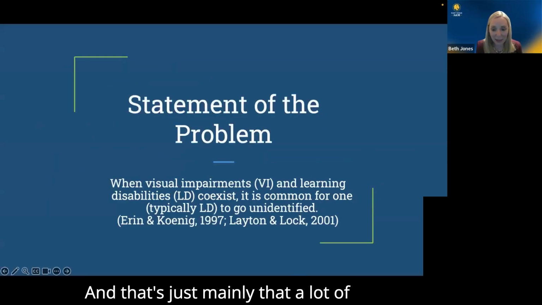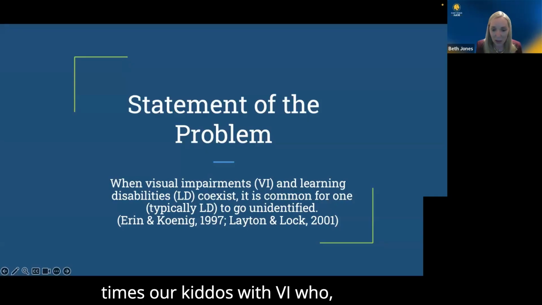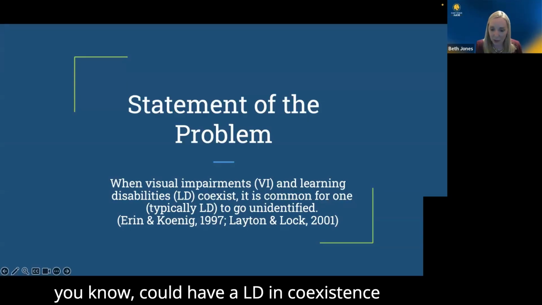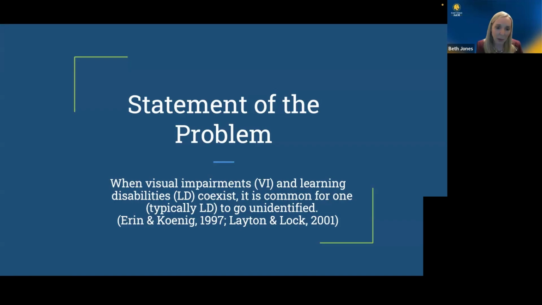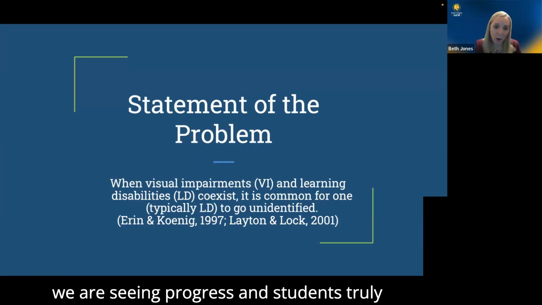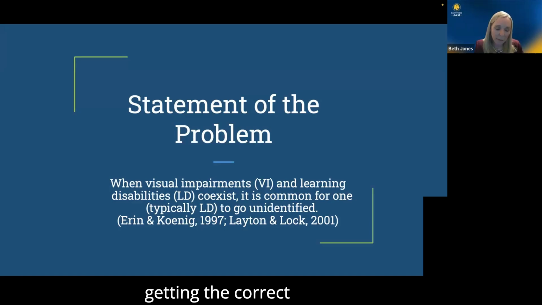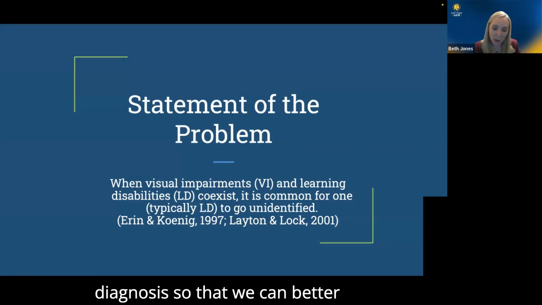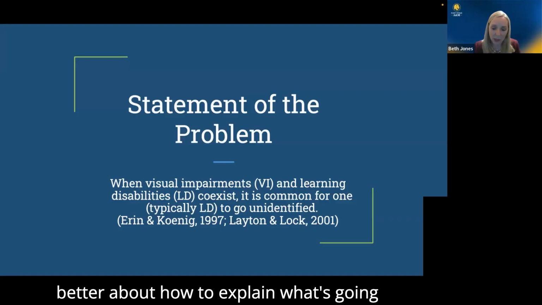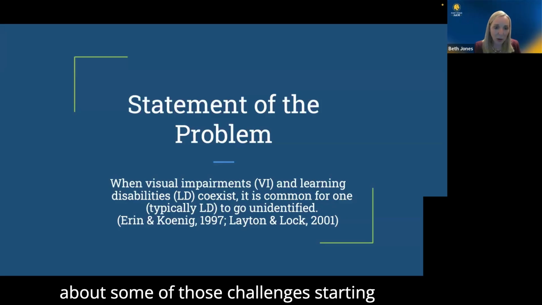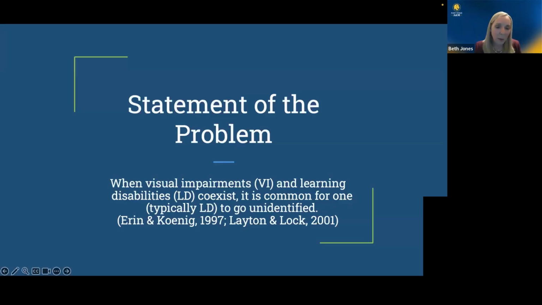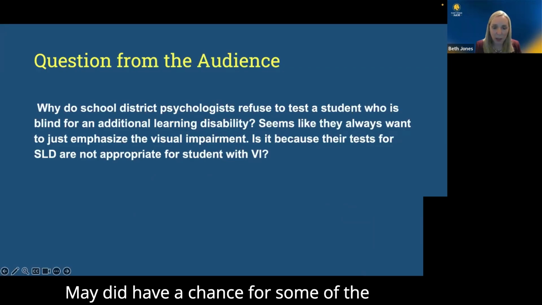And that's mainly that a lot of times our kiddos with VI who could have an LD in coexistence with that, a lot of times that LD piece goes unidentified. And that's just been a problem for quite a while. I think we are seeing progress in students truly getting the correct diagnosis, so that we can better intervene, choose better accommodations, and know a little bit better about how to explain what's going on. So we are seeing progress, but it's still a challenge, and we'll talk about some of those challenges starting on the next slide.